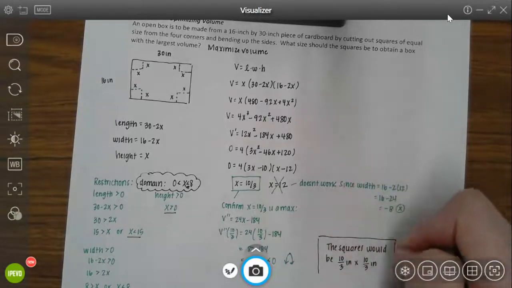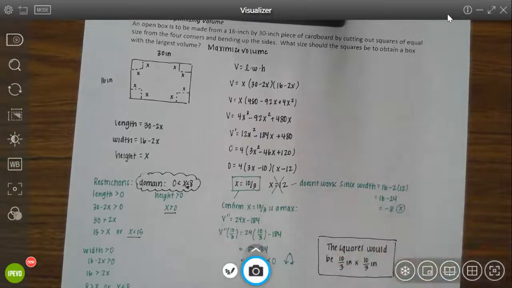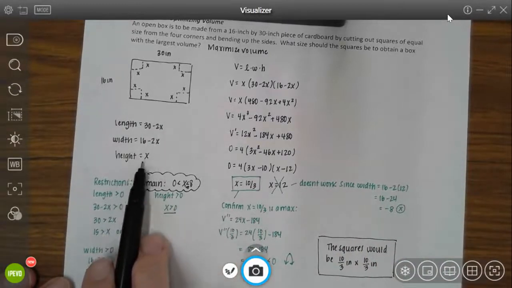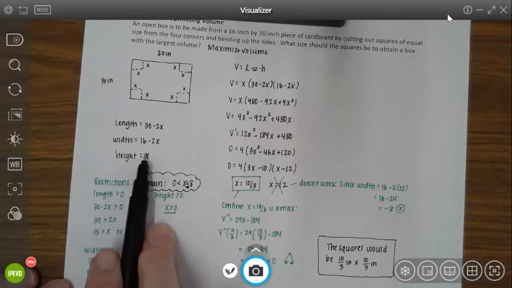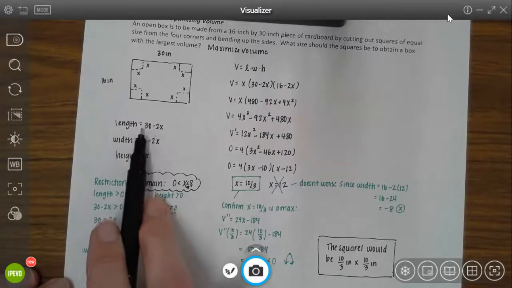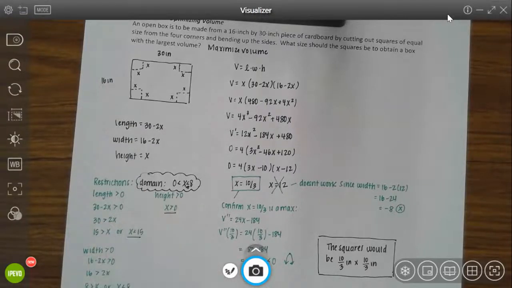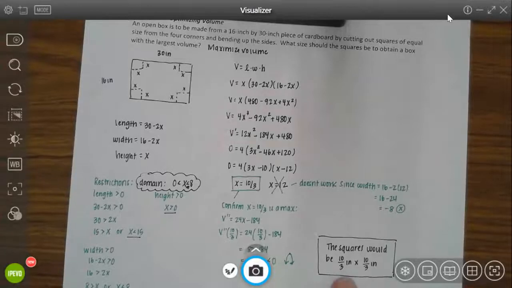If it was asking me for what my maximum volume was, then I would want to go ahead and take this x and actually find out what my dimensions would be. So the height would be 10/3, the width would be 16 minus 2 times 10/3, the length would be 30 minus 2 times 10/3, and then I would want to multiply all those together to get what the volume would be. But in this case, it's just asking us for the size of the squares. So that's it for that question.